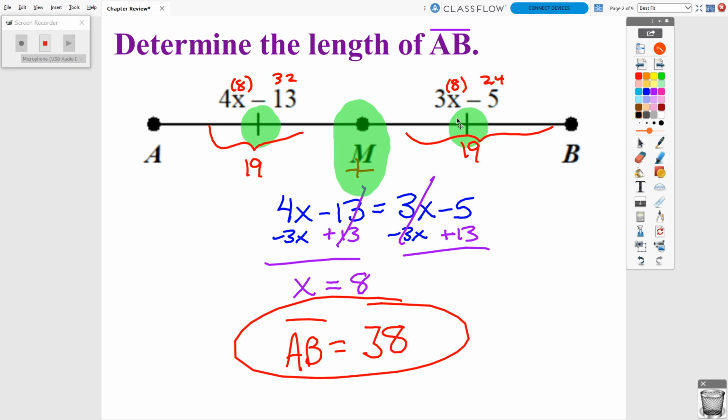But if it wasn't for those congruent markings, we would really be stuck in the problem. And then at that point, the only thing you could really tell me about the length of segment AB is, yes, it is 7x minus 18, but we don't know what x is.